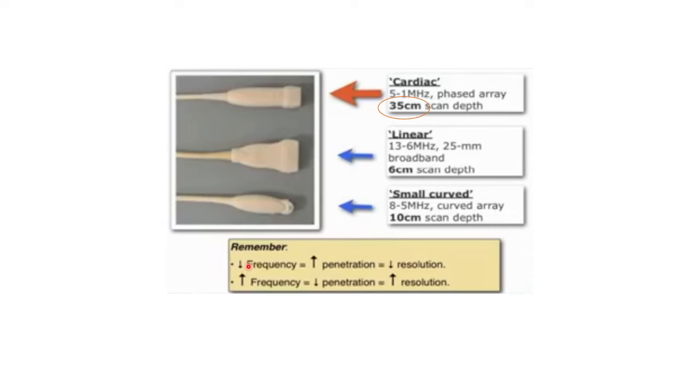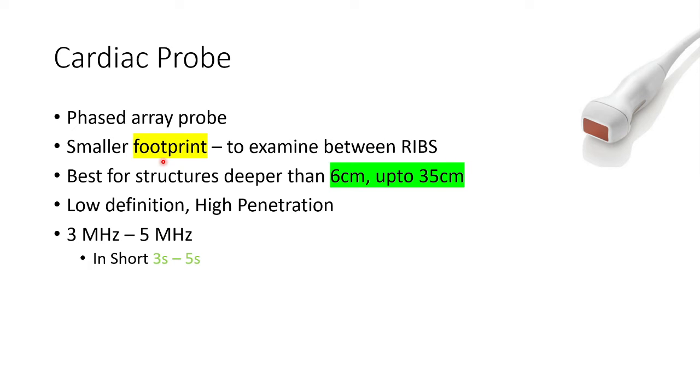So this is the one that applies to our cardiac probe. We have a low frequency probe with more penetration but less resolution, but still we get an acceptable level of resolution. And this is our typical cardiac probe. It's a phased array probe. It has a small footprint. This is what we call the footprint, the face of the probe, and this is where the piezoelectric crystals lie.